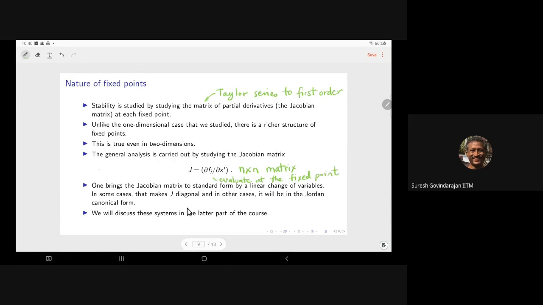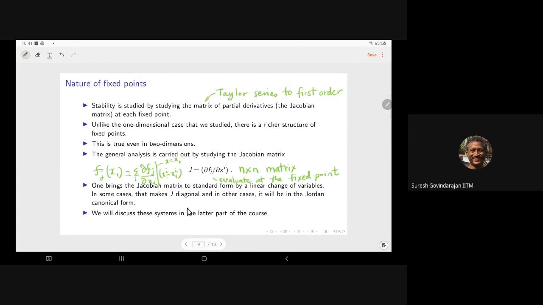Okay, a little bit of thought will show you that fj at any fixed point, let's say x1 is a fixed point, will be the sum of J times (x minus x1), evaluated at x equal to x1. Of course, summation over i is implicit. So this is the first order Taylor series, and you see that the matrix that you get is this J.